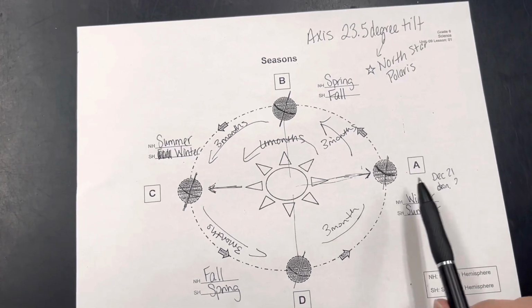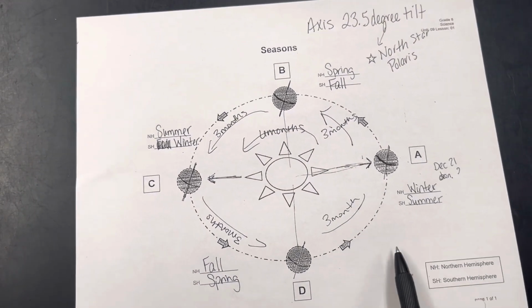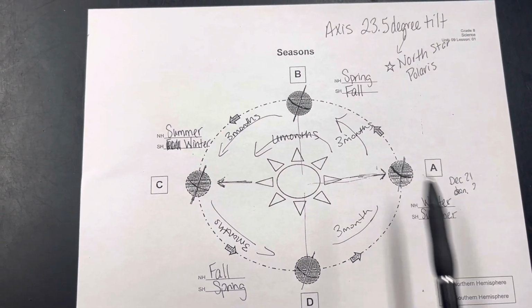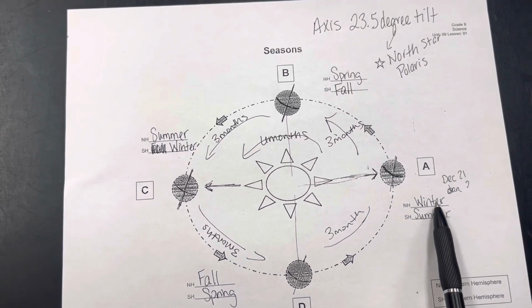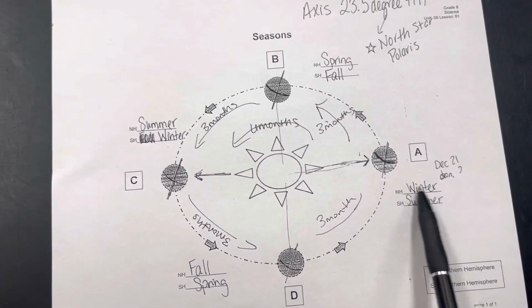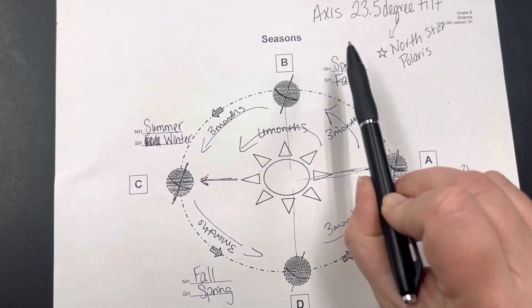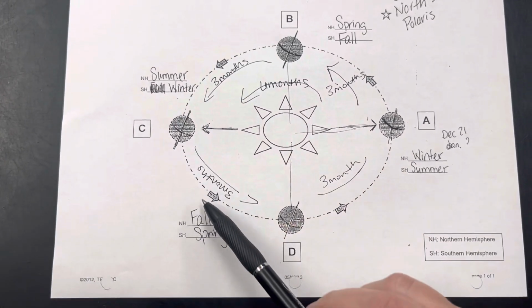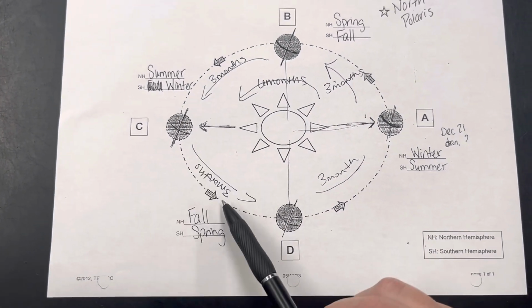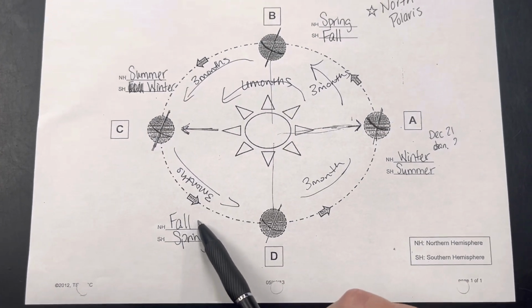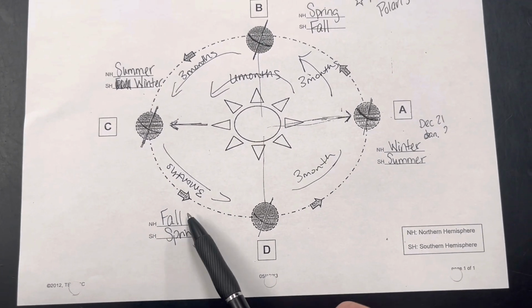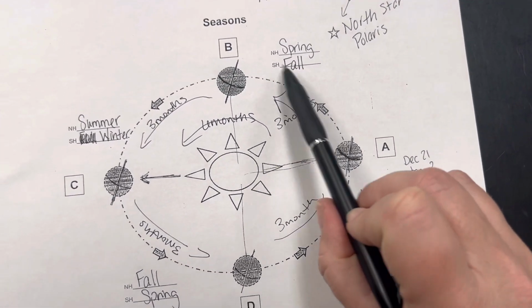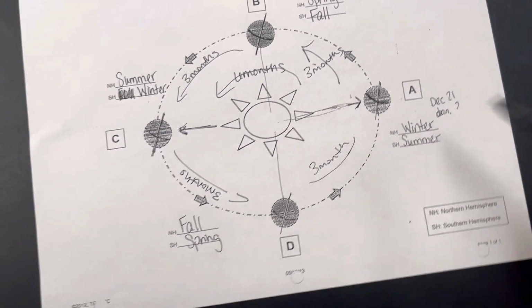Again, let's review and make sure we're good. At position A, we know that the direct rays of the sun are on the southern hemisphere, so they're in summer and we're in winter. When we get through with winter break, we can't wait for spring break. After our spring break, we count down the days to our summer break. After summer, we go into fall. I think about football, because we get through with our summer and we're all going to football games and stuff. Then after fall, we can't wait for winter break. Winter break, we can't wait for spring break. Spring break, we can't wait for summer. Summer, can't wait for fall.